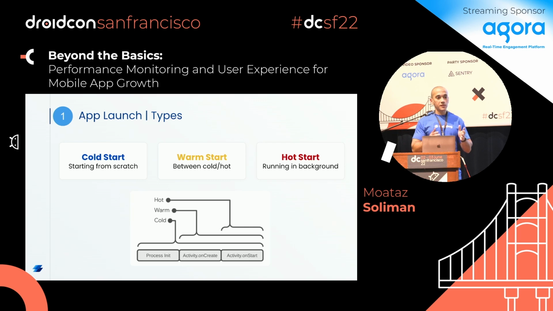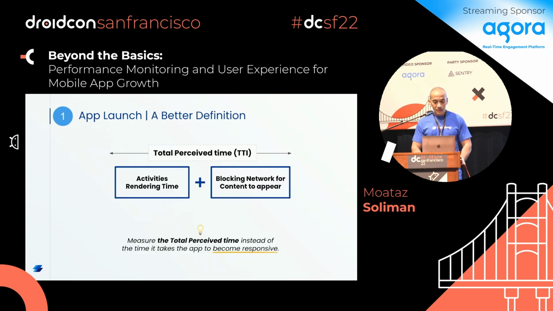The difference between these is based on how many stages the app needs to go through to start to become interactive. So while companies might be using this definition of the cold app launch, the warm app launch, and the hot app launch to define the latency of their app launch, we take that even a step further by measuring the total perceived time of an app launch. This is something that many customers are now starting to use as their way of defining the app launch.